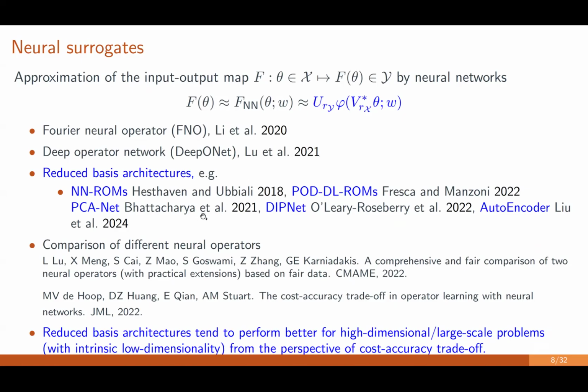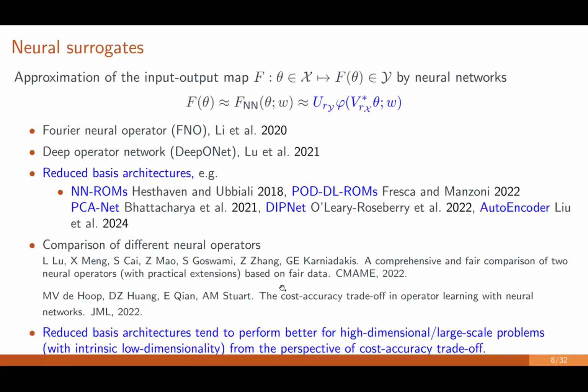There are also several different works using this reduced basis architecture, like neural network ROM or POD, deep learning ROM, PCA-Net, which essentially performs PCA for the input and output, and also the derivative-informed projected neural network, and also some autoencoders. Instead of linear dimension reduction, you can apply this autoencoder using a convolutional neural network. Okay, so there's a couple of papers on the comparison of these different architectures.